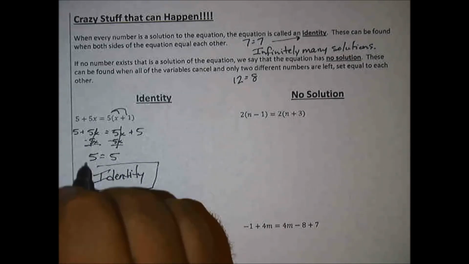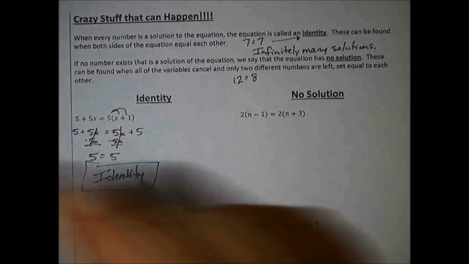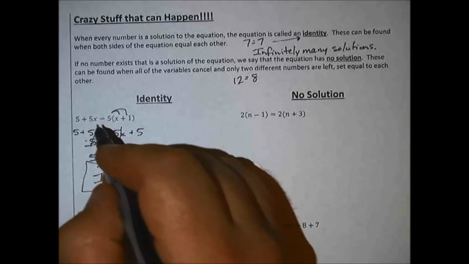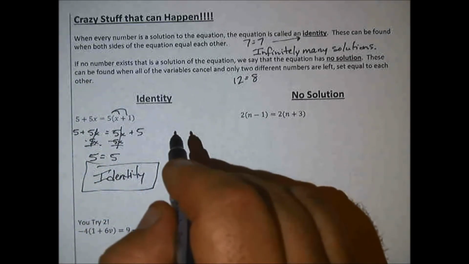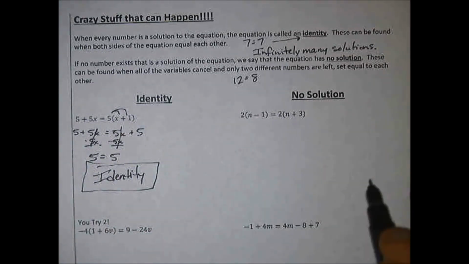If you wanted to check your work, you could, but you'd be really tired of checking all the numbers that could possibly work. It doesn't matter if x is 1, 2, 3, 5,000. No matter what you plug in there, it's always going to work.